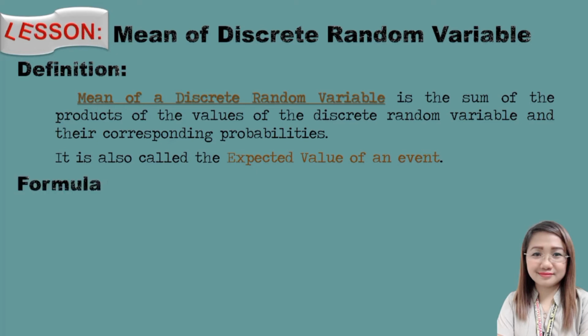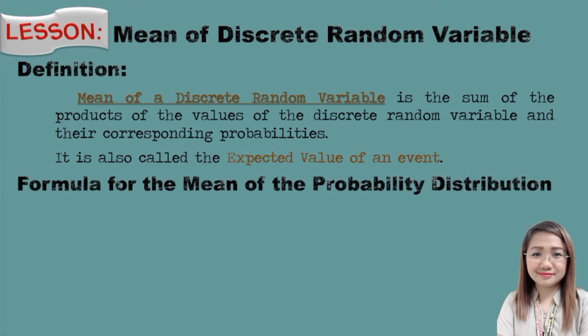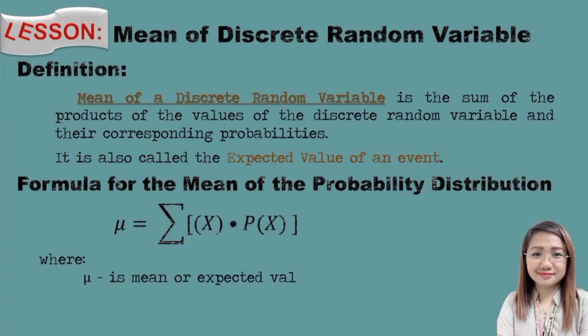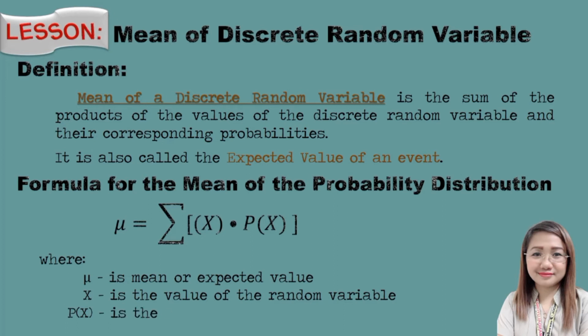The formula for mean of the probability distribution, we have mu equals the summation of the product of x and p of x, where mu is the mean or expected value, x is the value of the random variable, and p of x is the corresponding probability.